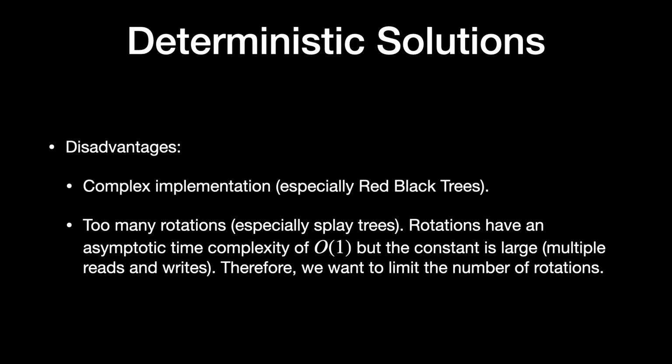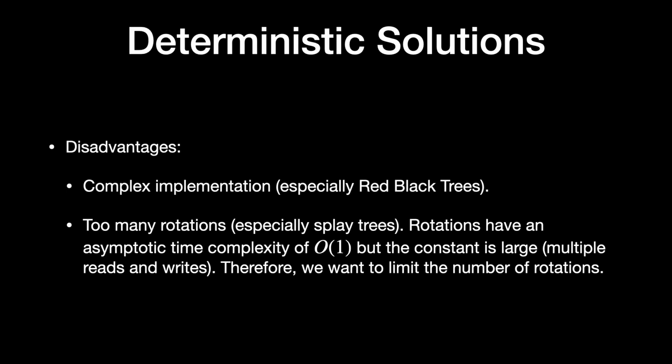The second major disadvantage is that they rely on too many rotations, especially in the case of splay trees. Splay trees basically have an amortized time complexity of O(log n), and this analysis requires us to have many rotations. Now, rotations do have an asymptotic time complexity of O(1), granted, but practically they tend to be very slow because the constant is very high.